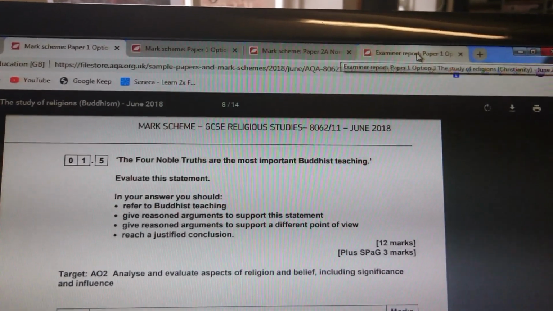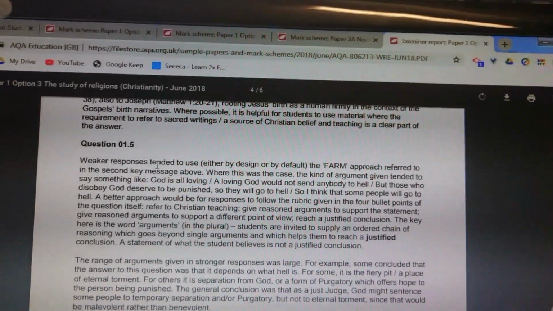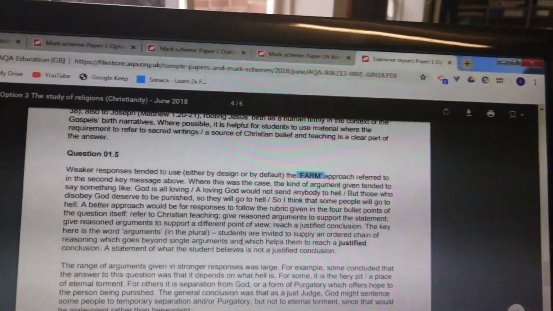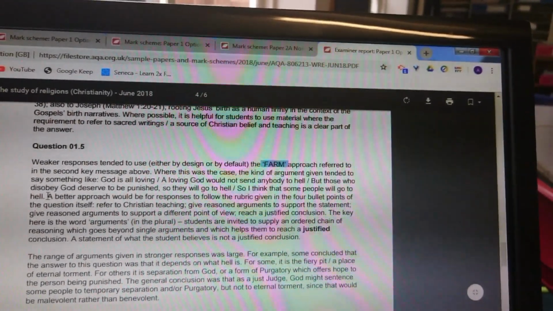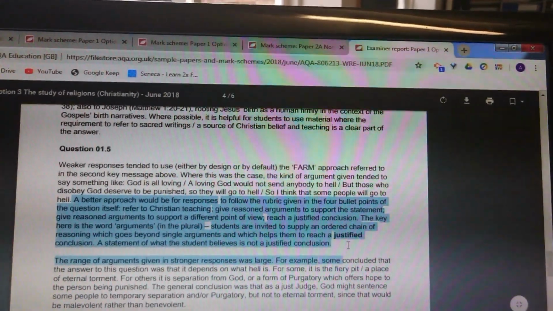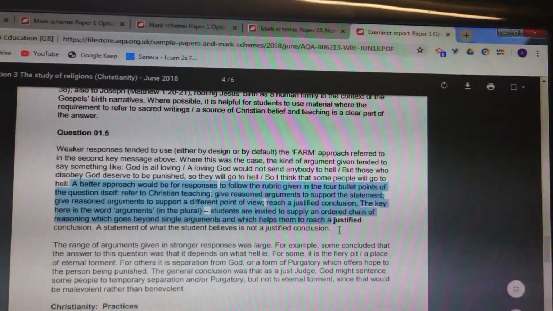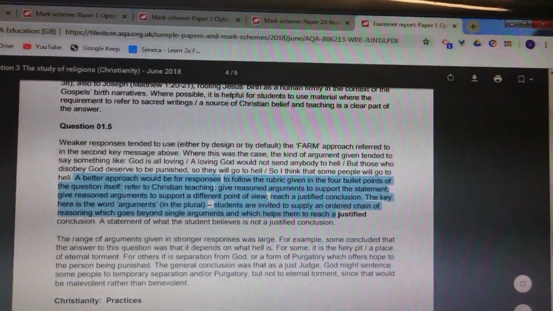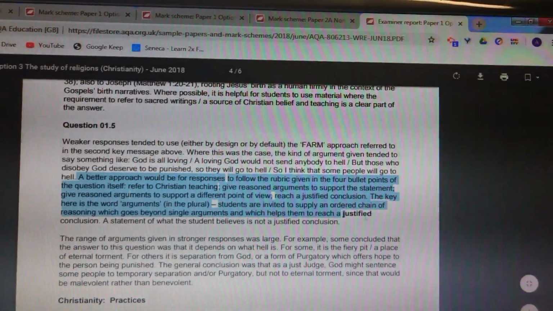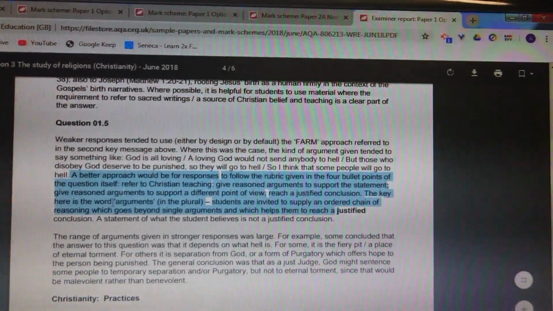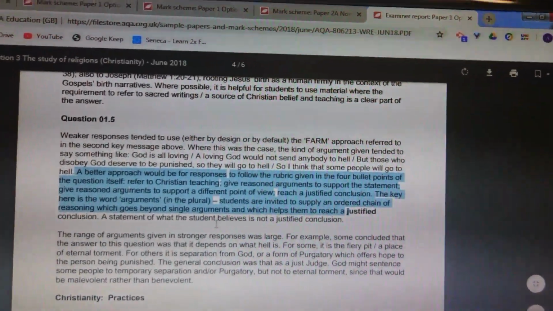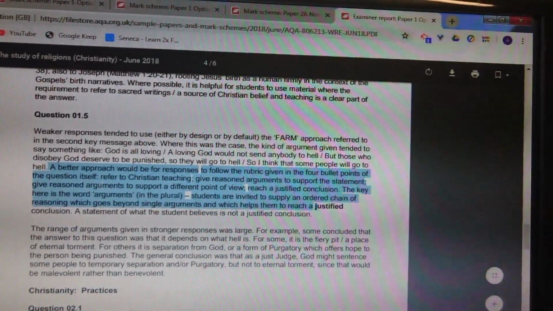An examiner's report brings this up. They said the responses were all right, but were restricted by the approaches that we did. So a better approach, and this is for the examiners themselves, is to follow the rubric given in the four bullet points of the question itself. Refer to a teaching, give reasoned arguments to support the statement, give reasoned arguments to support a different point of view, and reach a justified conclusion. The key word here is arguments, in the plural. You're invited to supply an ordered chain of reasoning which goes beyond single arguments and which helps to reach a justified conclusion.